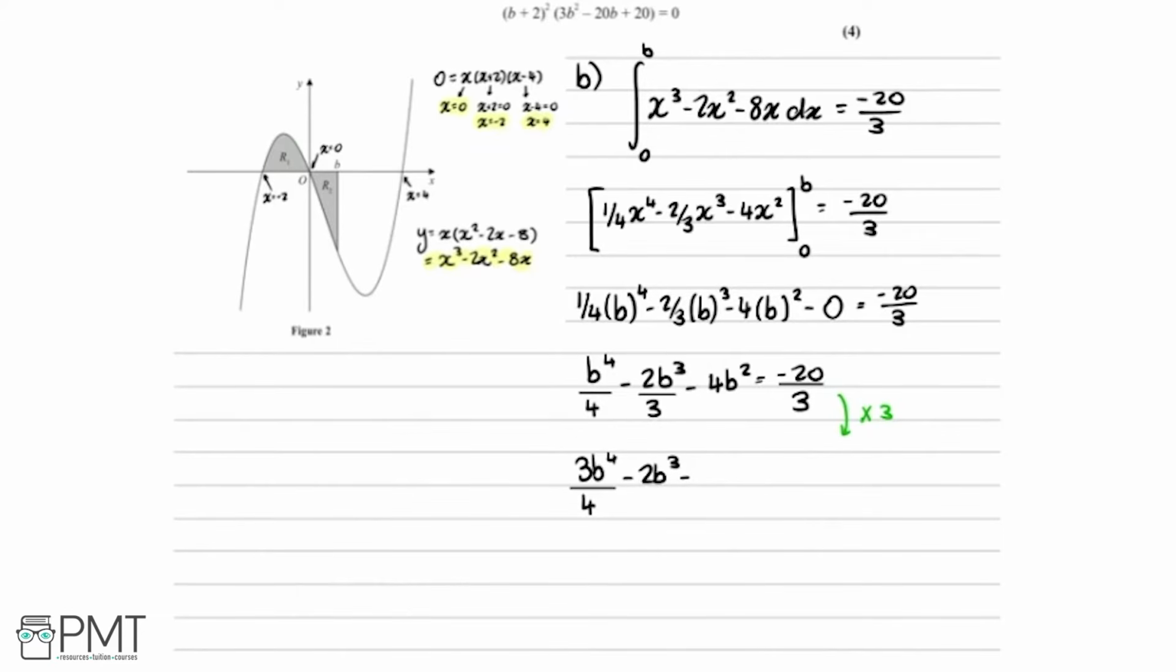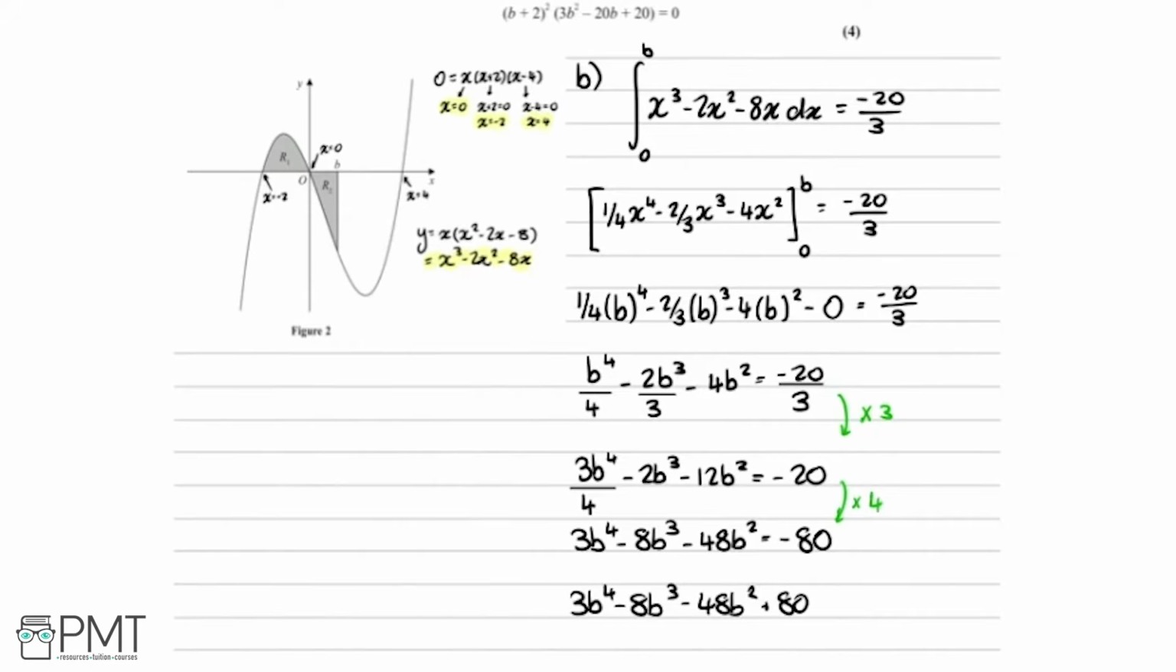And then we get minus 4 times by 3, so minus 12b squared. And then again, the 3's cancel. So we're going to get minus 20. Okay, so lastly, we've got this fraction here. So if I multiply both sides of the equation by 4, the 4 is going to cancel, so we get 3b to the power 4 minus 8b to the power 3. 4 times minus 12, we get minus 48b squared, and that equals minus 80. And lastly, just adding 80 to both sides to set the equation equal to 0.